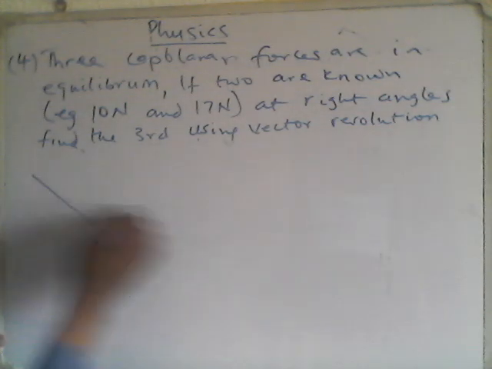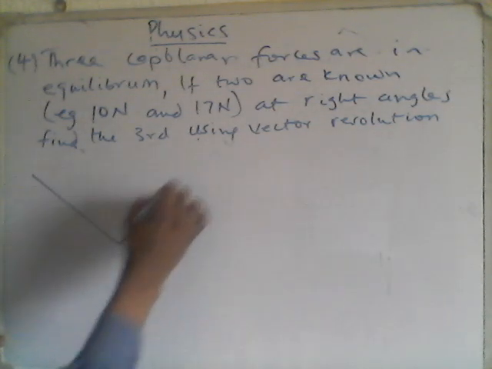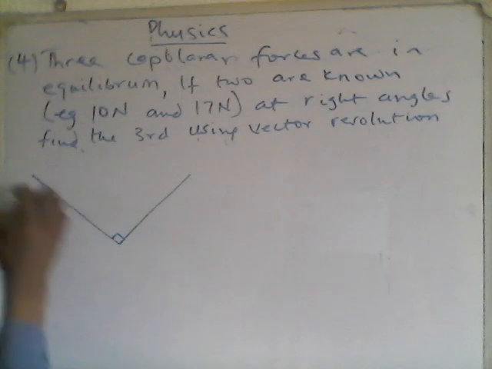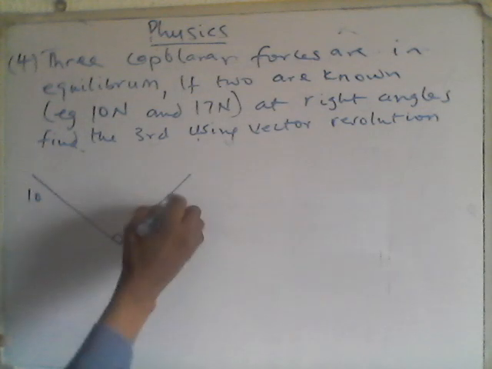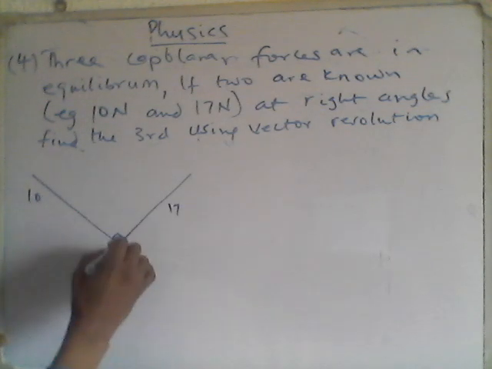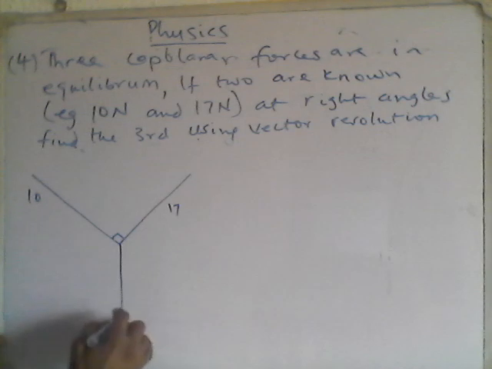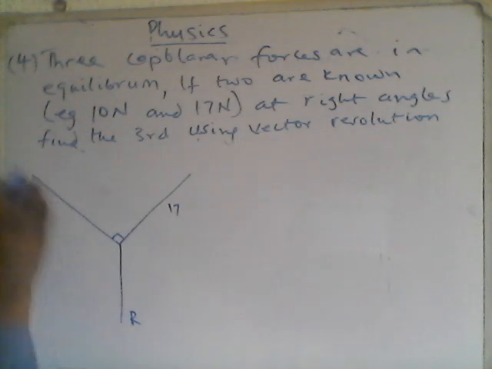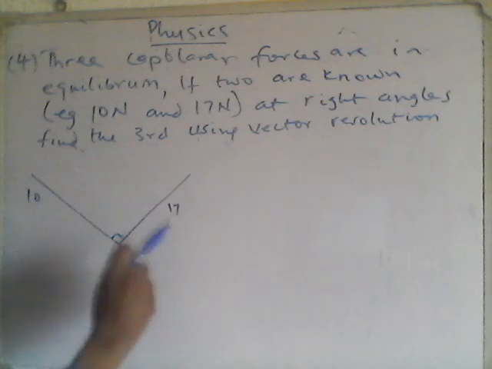This one, the first force. Second one too is at right angle. So these two of them are at right angle. So I have this one as 10, that one as 17. So for the third one to happen, it should be like this. This is, let me call it R because it's unknown. But they are in equilibrium. At this point, they are stable.